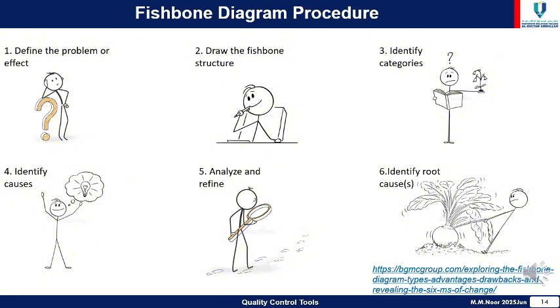The next step is we analyze and refine. To evaluate each cause and determine its significance and relationship to the problem or effect, you can further break down causes into sub-causes if necessary. The last step is we identify the root cause. Analyze the causes to identify the most influential and critical factors that contribute to the problem or effect. This will help you prioritize your actions for resolution.